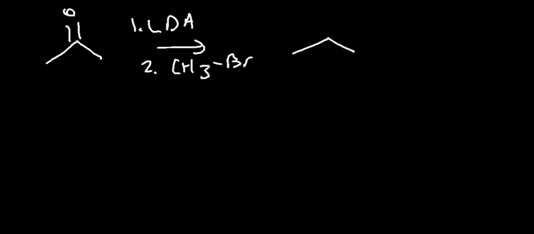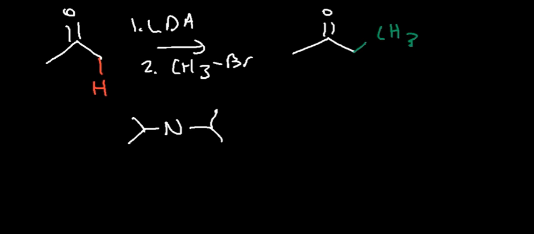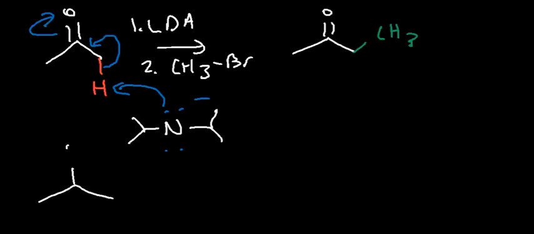So try this problem. Propose a mechanism using LDA and methyl bromide to get this product. So step one, we need to remove an alpha hydrogen. So let's draw LDA like this. The lithium is a spectator ion, so we don't have to worry about it. This nitrogen is going to grab the hydrogen. And let's use the enolate form instead of the carbanion form. So this carbon-hydrogen bond is going to break. It's going to form a double bond and create the enolate ion.